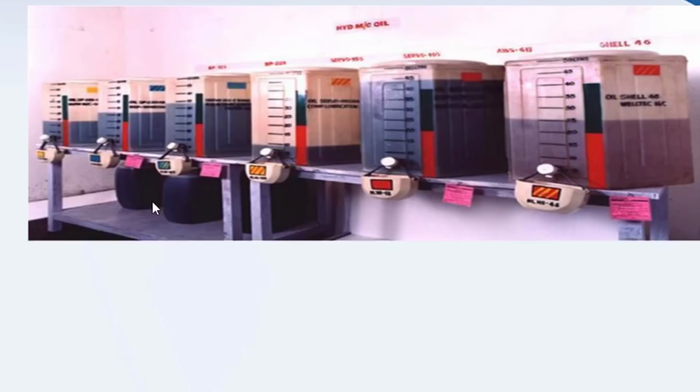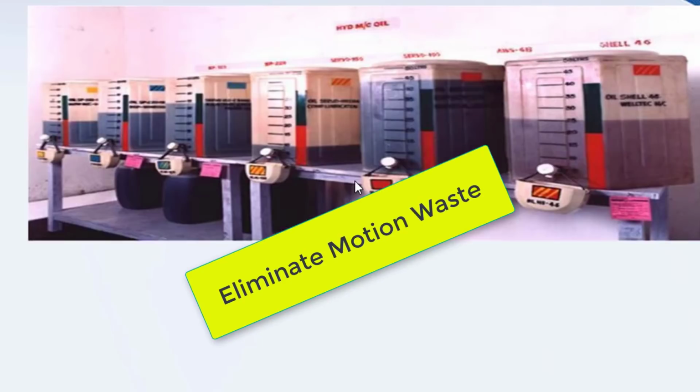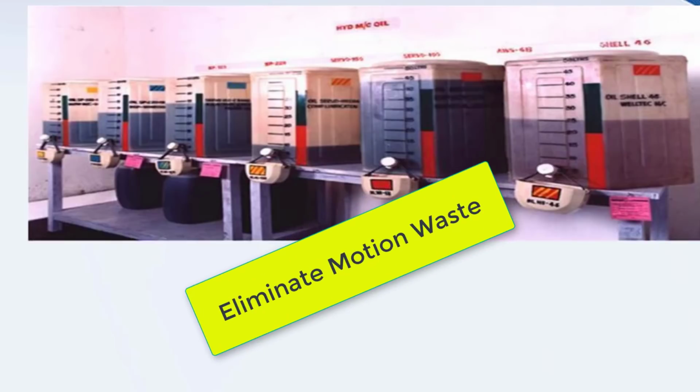Also you can see that each of the jars has a small tap hanging with it. This is to stop the spillage of oil while opening and closing the tap of the container. Each of the taps also has the same grade color marking which is on the jars. The jars are also kept at waist height, so the operator or user coming over here need not bend, which avoids motion waste.